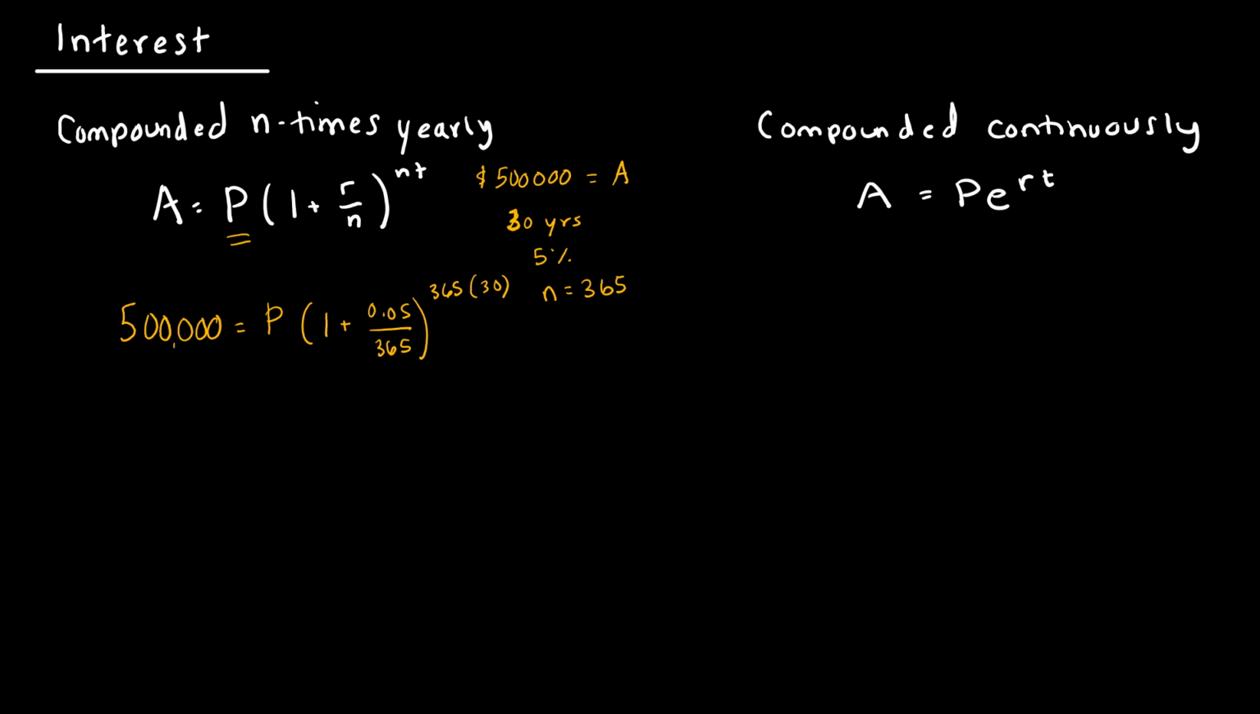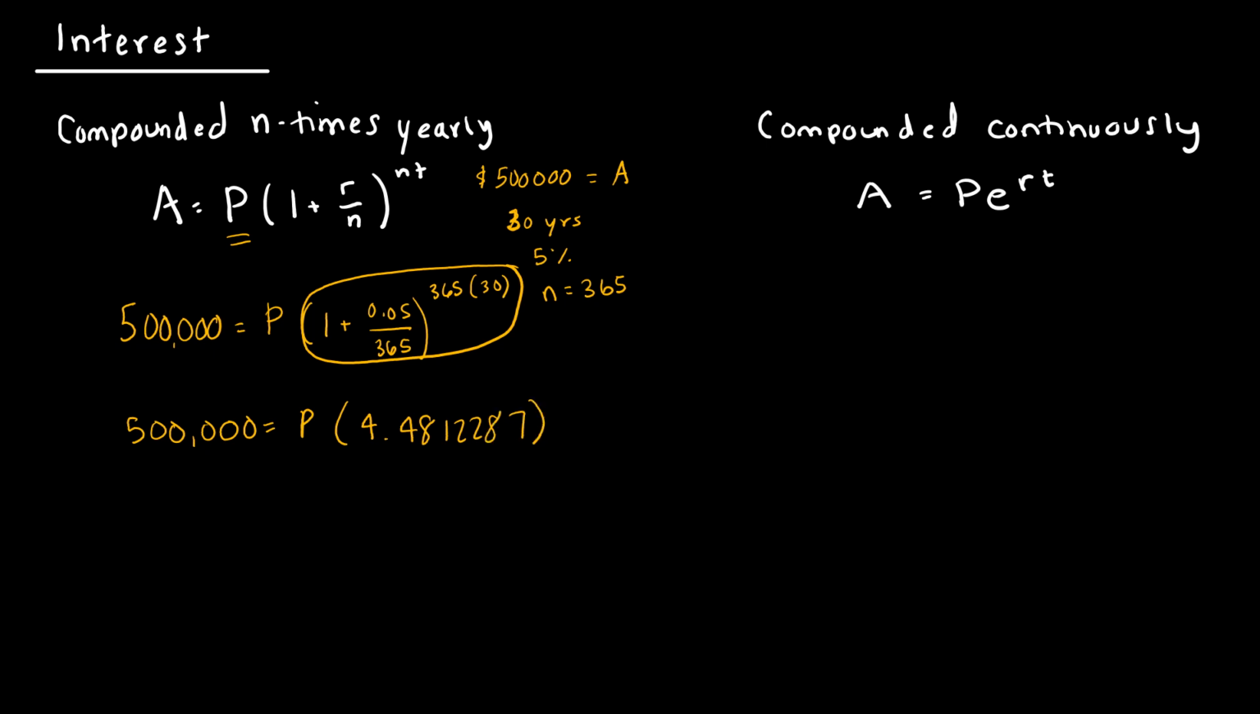So the trick here is to not show too much work because you're going to do all of this work in your calculator. So I'm going to do all of this in my calculator, and I'm not going to show any work in between. That gives me 4.4812287. Now notice I went crazy with my decimals, but that's the whole point, is we don't want to get mixed up and round too often in the middle of a question.